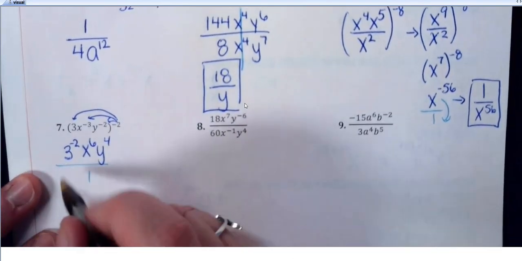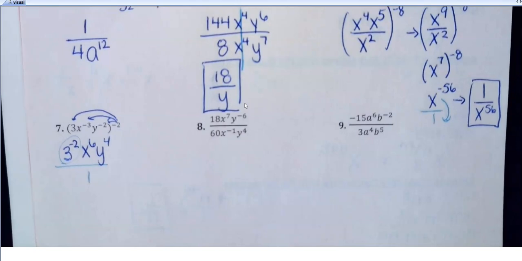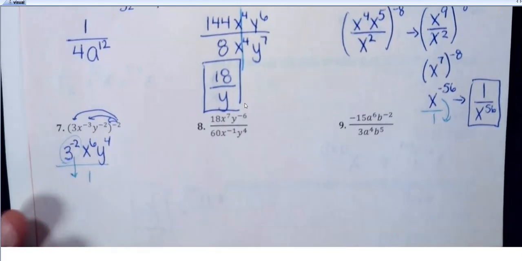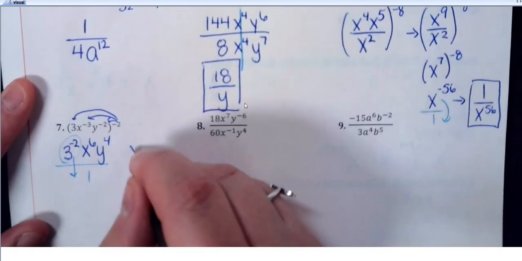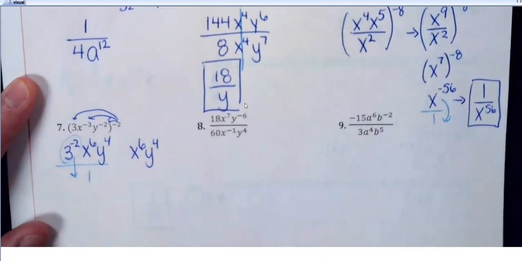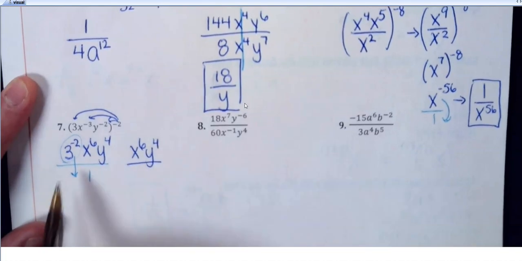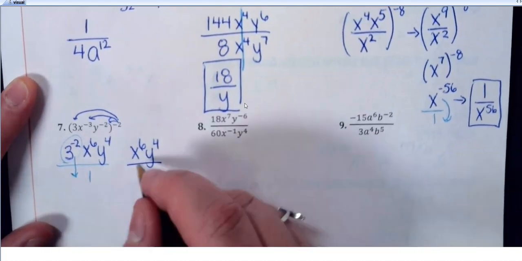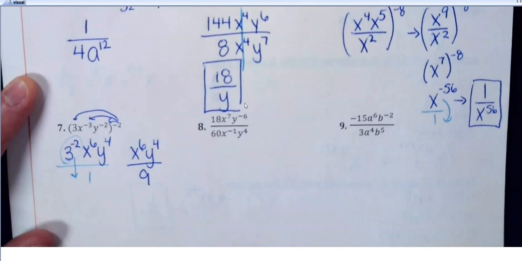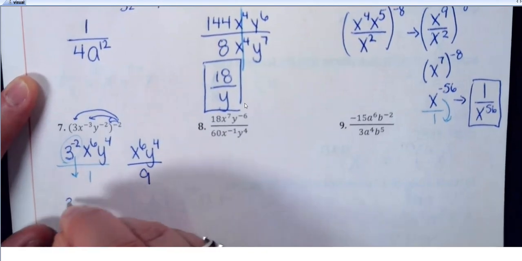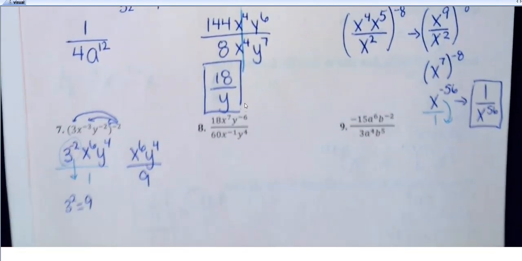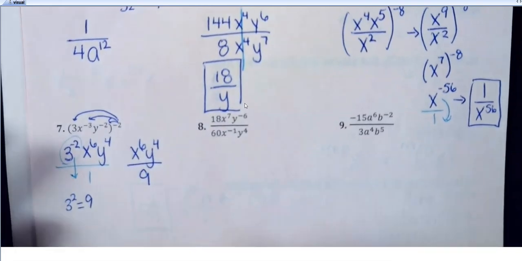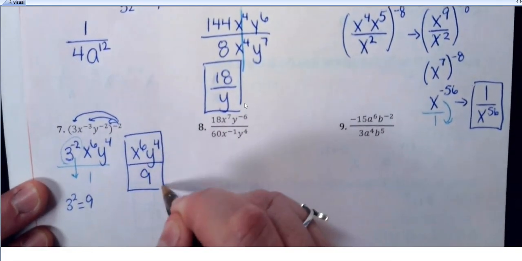So I'm just going to take only the negative exponent and move that down to the opposite part of the fraction. X to the 6th, y to the 4th. I can't do anything more there because those are different letters, so we can't simplify that. That 3 squared is going to move to the bottom, and I'm going to write that as 9. Just real quick, 3 squared equals 9. That's where I'm getting the 9 from, just simplifying as I go a little bit.